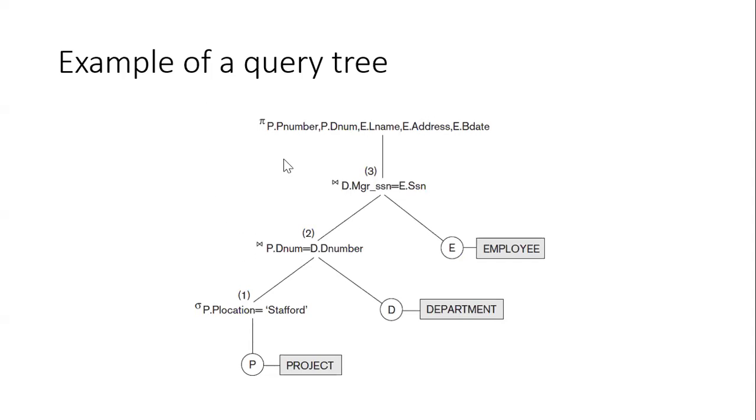Okay. So if I read from the beginning, it goes from the bottom to top. So first, we connect both project and the department. And in this particular case, first of all, we will select only the projects in Stafford. And then we connect both the department and the projects using this join condition. And then you connect this with the employee with this condition. And finally, we make the project operation.